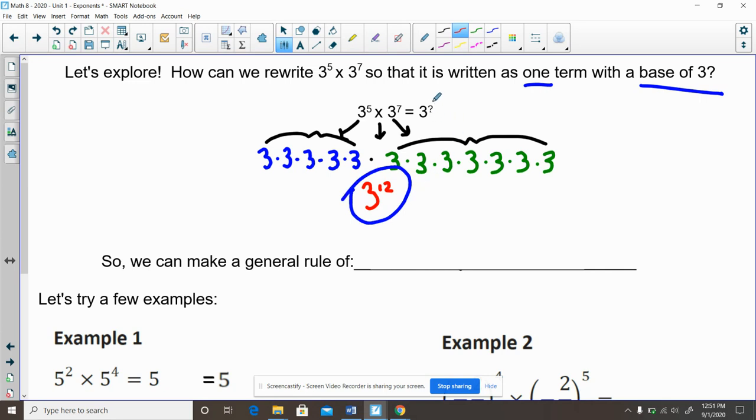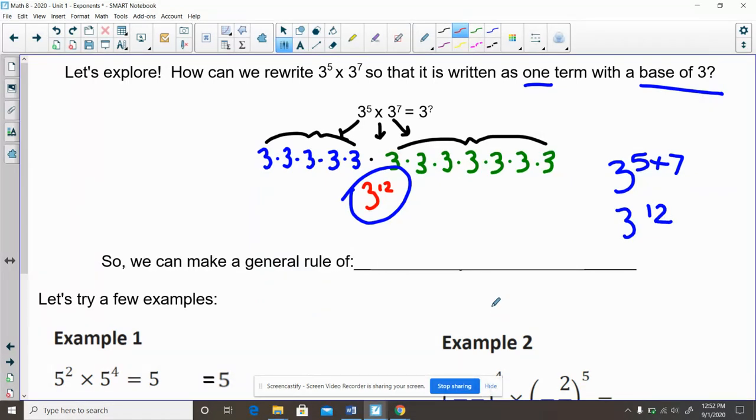Of course, 12 would be the answer because it's just asking for the exponent. But what if we wanted to do 3 to the 50th power times 3 to the 70th power? Are you really going to write out 50 threes and 70 threes and count them all up? No. So what rule could we make that would make this more efficient? Think about it. What can we do with that 5 and that 7? Well, if we took 5 and added 7, you would get 3 to the 12th power.